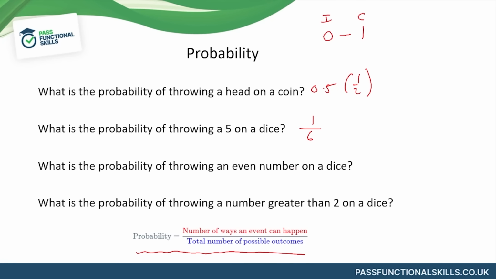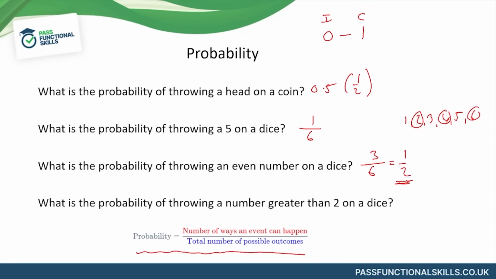What is the probability of throwing an even number on a dice? Again, it's out of 6. Well, a dice will have the numbers 1, 2, 3, 4, 5, 6. I mean, you probably don't need to write out the numbers to figure out that actually 3 out of 6 are even, and we can simplify the fraction to 1/2.